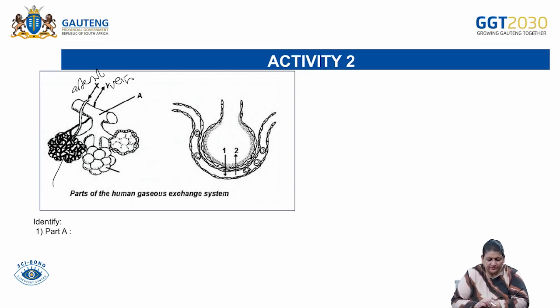Now let's see. Identify part A. So this is not a blood vessel. This is part A. And what will that be? That will be a bronchus or bronchiole. Can you see that? Next one.